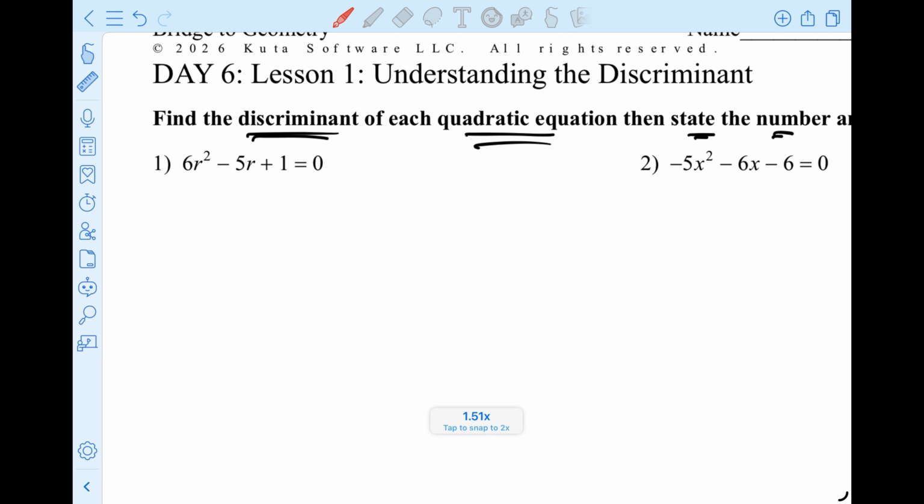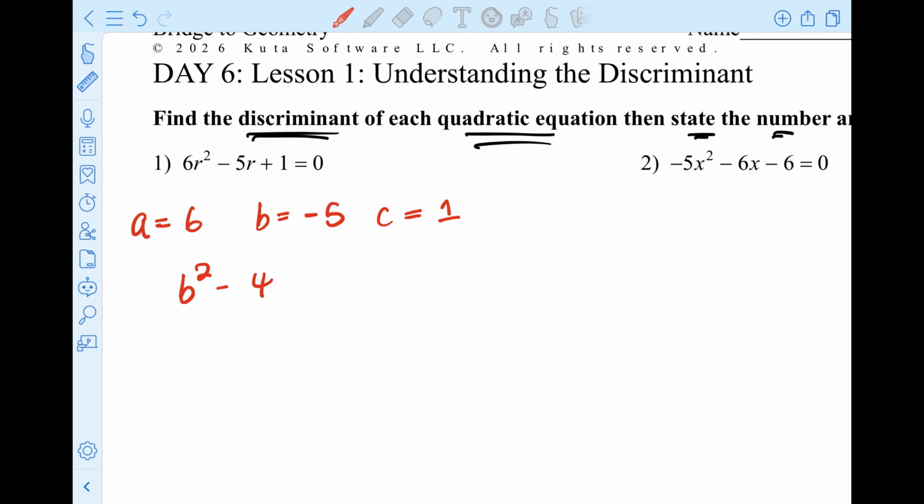So with question number 1, my first step is to identify A, B, and C. A will be equal to 6, B will be equal to -5, C will be equal to 1. Okay, now that's our first step. So our second step is to write the formula.